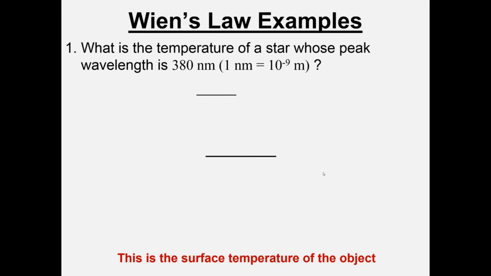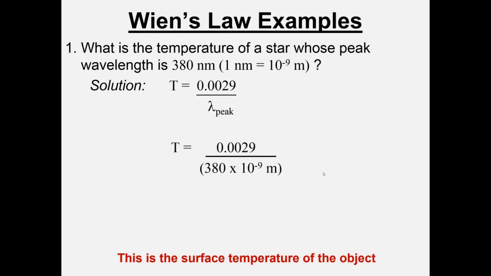What is the temperature of a star whose peak wavelength is 380 nanometers? Give it a try. Don't forget, in your calculator, you've got to put in 380 exp -9. So 0.0029 divided by 380 times 10 to the -9 meters. Please calculate that for yourself. Make sure you can do it. Feel free to pause this video and take as long as you want.